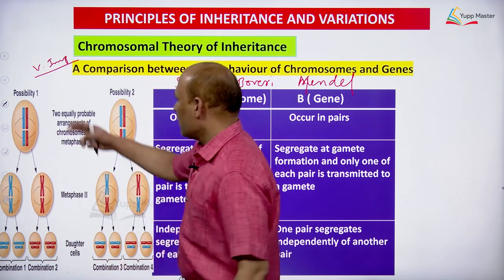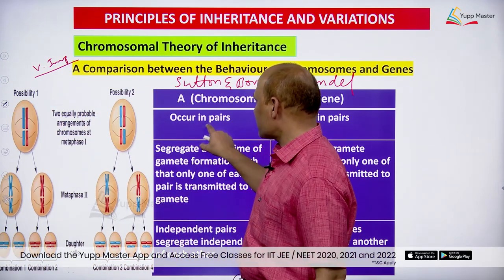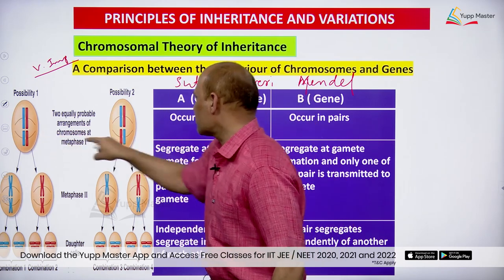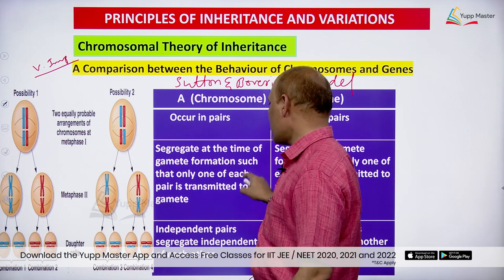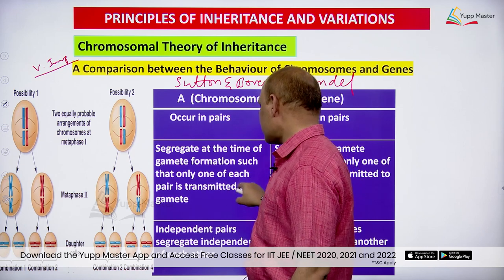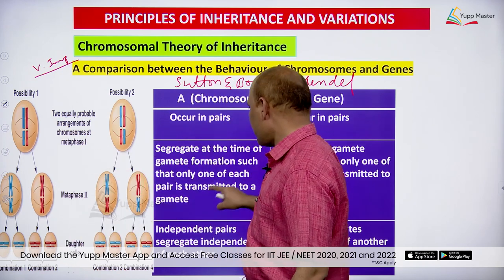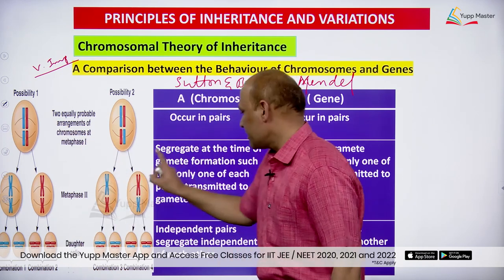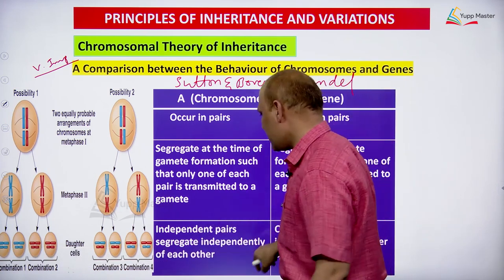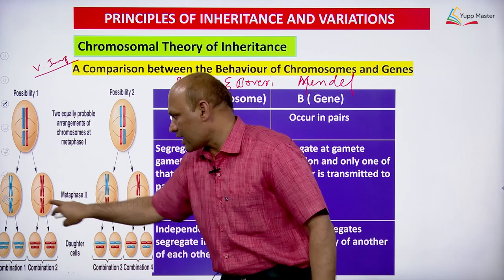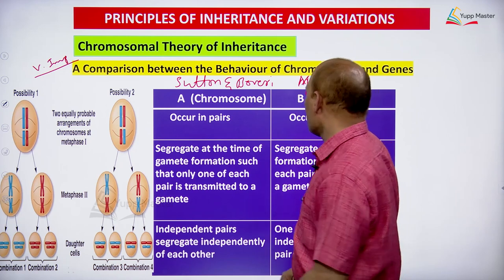See here, this is what this diagram clearly shows. Chromosomes occur in pairs. Chromosomes segregate at the time of gamete formation, so that only one of each pair is transmitted to the gametes. You can clearly see, dear students, only one of each pair is transmitted to the gamete. It's very simple: independent pairs segregate independently of each other, so therefore four different combinations can be seen.